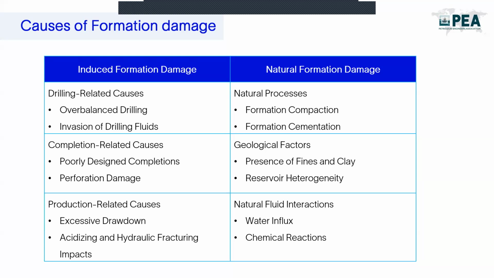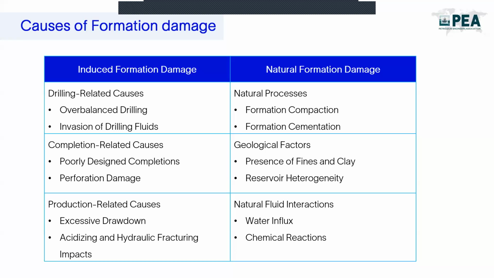The other thing is geological factors, for example, the presence of fines and clays. This is a very common issue: the natural occurrence of fine particles and clay within the reservoir rock can potentially lead to pore throat blockage and reduced permeability. Reservoir heterogeneity as well, the variations in rock properties and fluid distribution within the reservoir, creates uneven flow paths and can complicate the extraction of hydrocarbons.